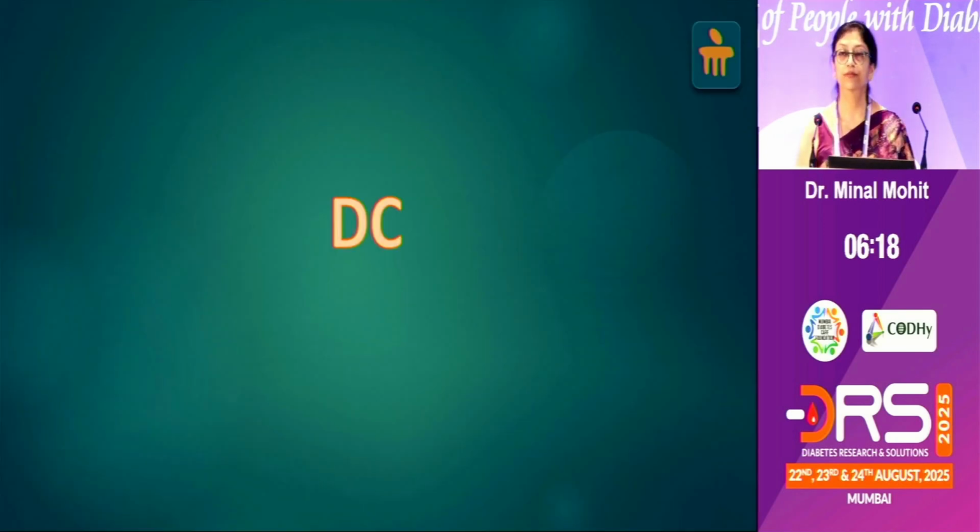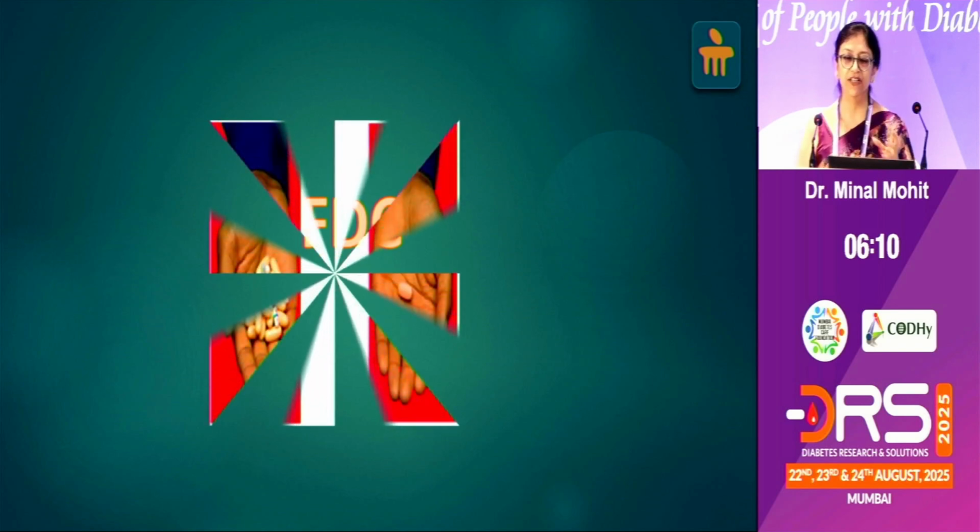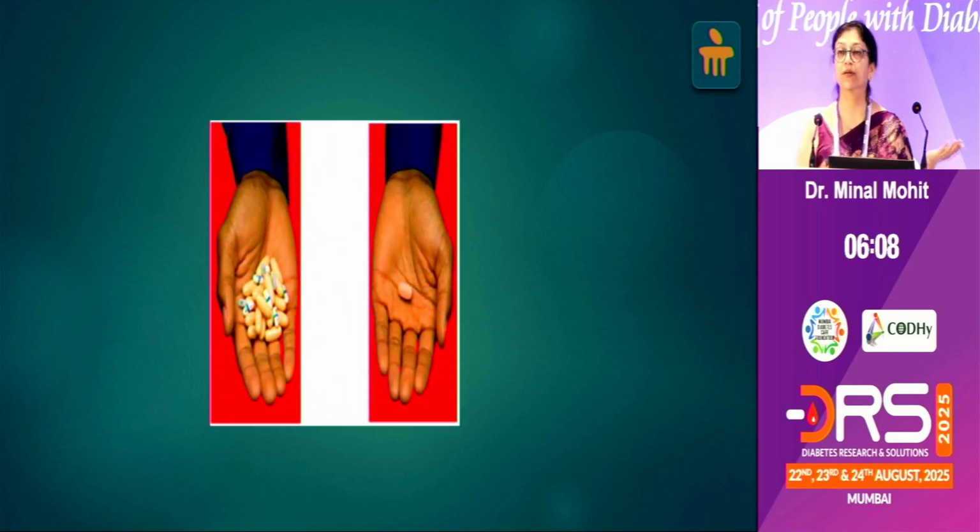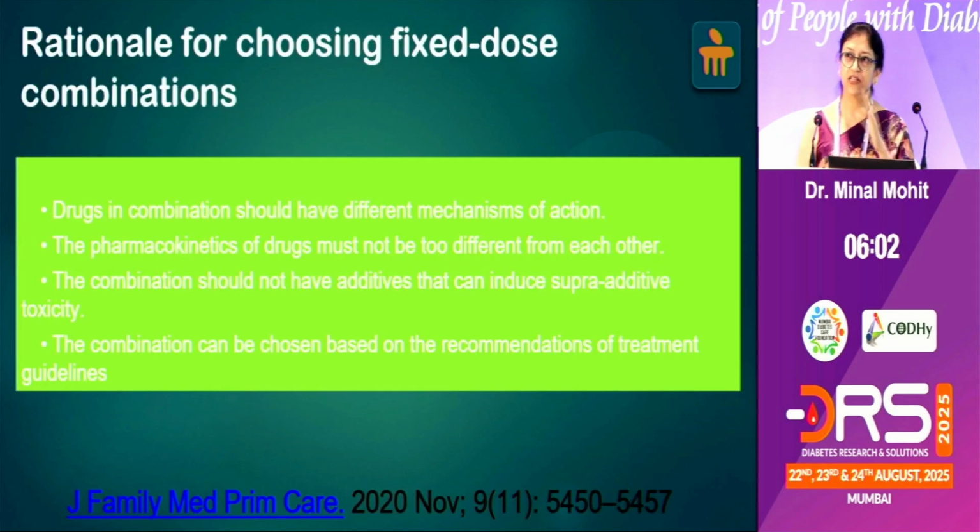So let's bring our F back and go to the fixed drug combinations. When you go to FDCs, fixed drug combinations, yes, you simplify life. From pill burden, you come down to one single pill. But as Faraz has already discussed in a different format, you can't just have FDCs for everything. There has to be a rationale for FDCs.